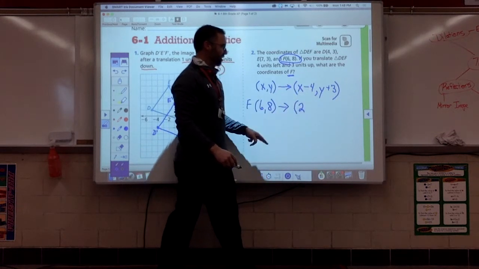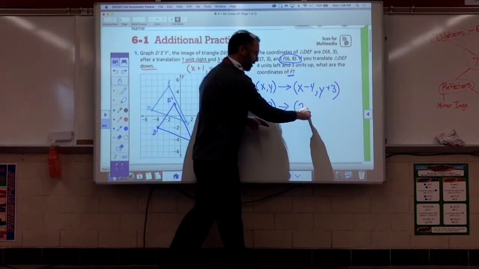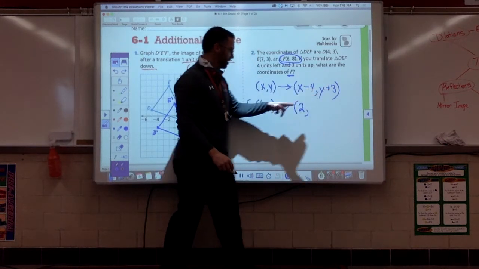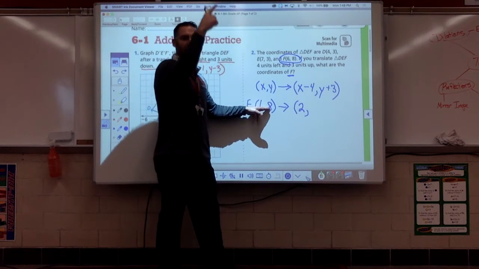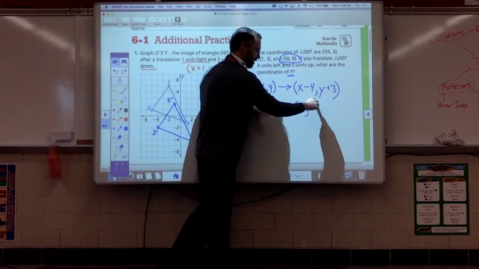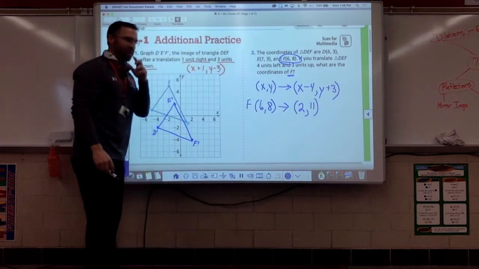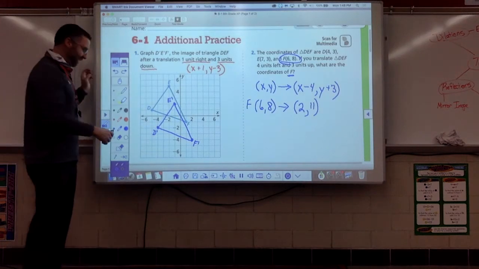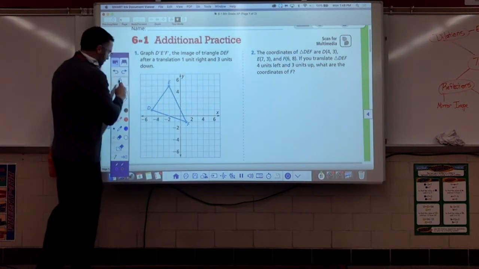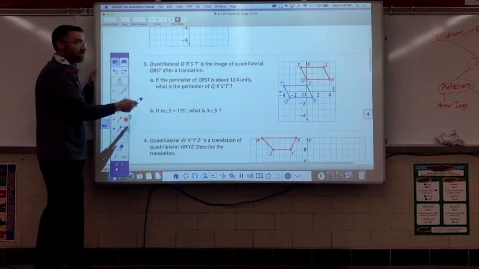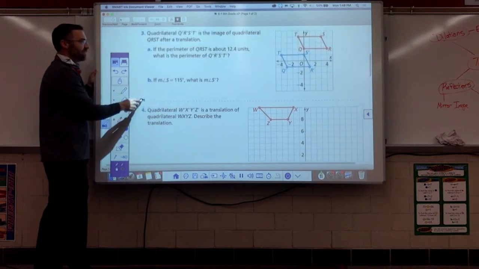6 minus 4 is 2. The y value goes up 3. So my y value was 8, move it up 3, now it is 11. So we'd have the point 2, 11. Questions? Yeah, I didn't think so.